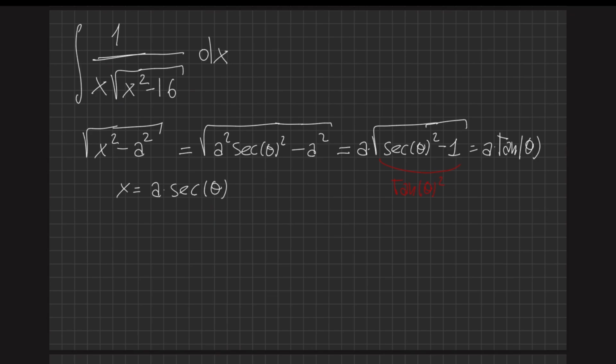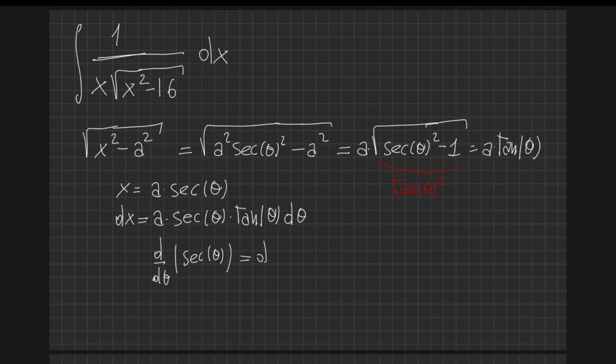Perfect. So now we compute the differential, so we're going to get dx equal to a times the secant of theta times the tangent of theta d theta, where this term is just the derivative of this one. And if you don't remember it by heart, you can always compute the derivative with respect to theta of the secant, and you remember that this is just the derivative with respect to theta of 1 over the cosine of theta, which means that you can compute it using the quotient rule.